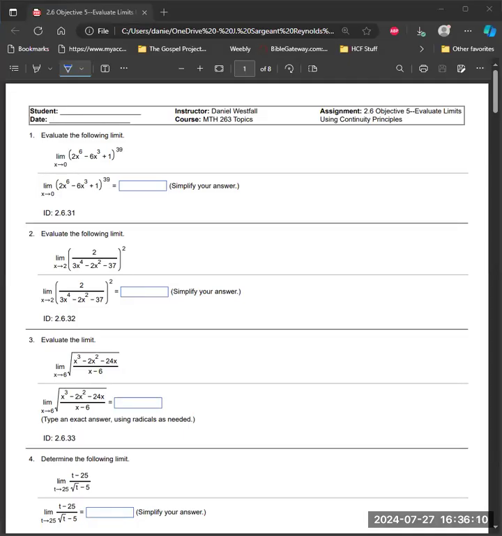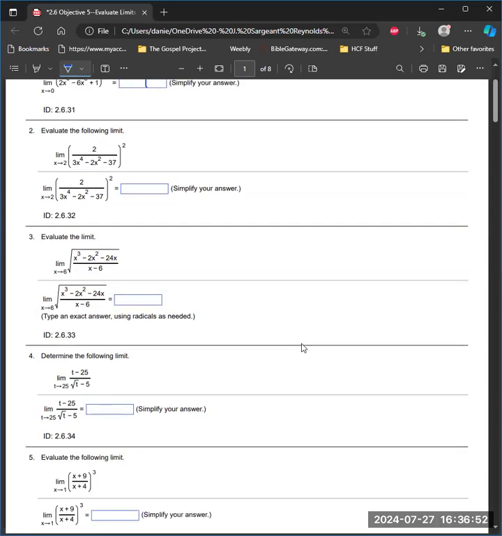In this video, we're going to talk about 2.6 Objective 5, where we evaluate limits using continuity principles. So if I have the limit of f of x to the n here, I can take the limit of this. If the function on the inside has a limit L, it'll be L to the n, the limit of the entire composite function here. So let's go ahead and find the limit as x goes to 0 of the inner function. That's going to be 1. 1 to the 39th is going to be 1.